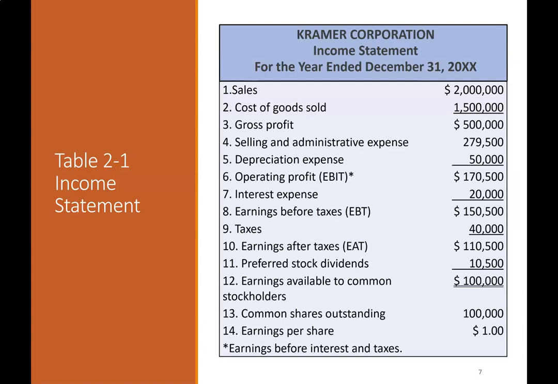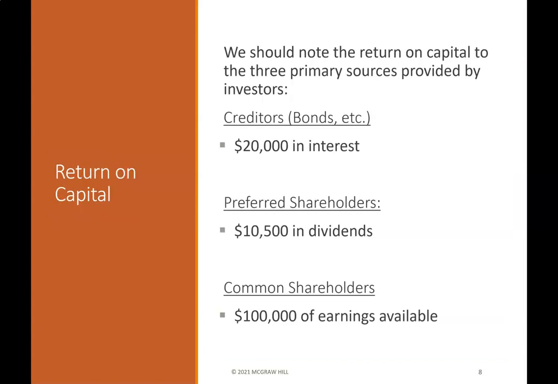Your common shares outstanding is the number of shares that you have outstanding and issued. And when you divide your earnings available to common stockholders by your common shares outstanding, you get earnings per share. Return on capital. We should note the return on capital to the 3 primary sources provided by investors: creditors, bonds, $20,000 in interest; preferred shareholders, $10,500 in dividends; common shareholders, $100,000 of earnings available.